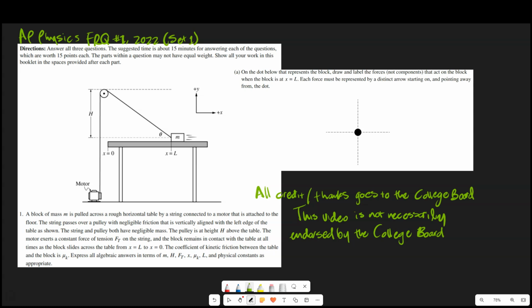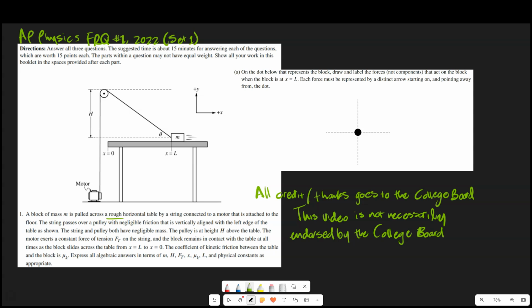Okay, so let's start by reading the problem. This is actually surprisingly hard, I think, for a lot of students to pay close attention as they read. It is good to get a quick glance at the diagram of what's going on to help us understand it. So number 1 says a block of mass M is pulled across a rough horizontal surface. So notice that this implies that there is friction here. Horizontal table by a string connected to a motor that is attached to the floor. The string passes over a pulley with negligible friction. Okay, so we're going to ignore the pulley in this process.